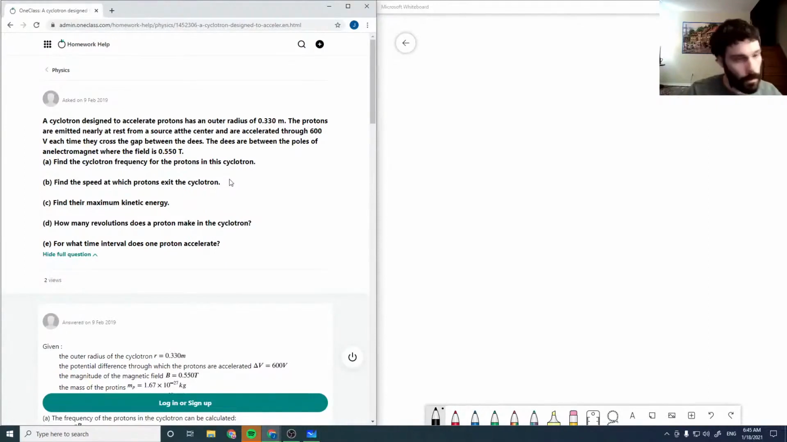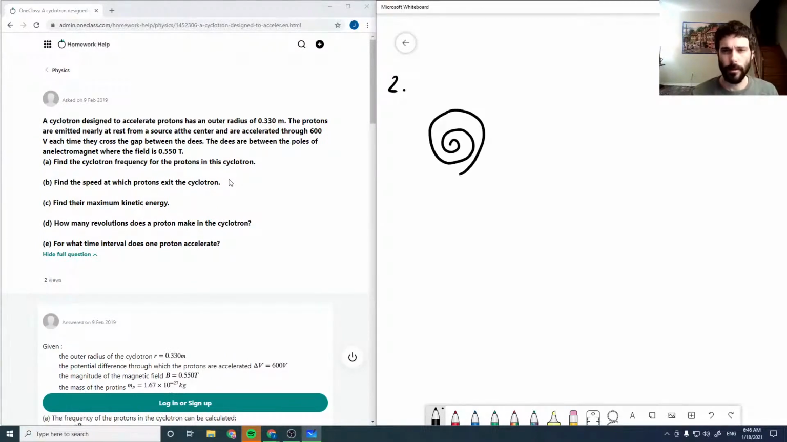Okay. So here's the second question. A cyclotron is designed to accelerate protons. So we're going to start at rest near the center, and it's going to spiral out. If I can draw this spiral, with an outer radius of 0.330 meters, and they're emitted nearly at rest from a source at the center.